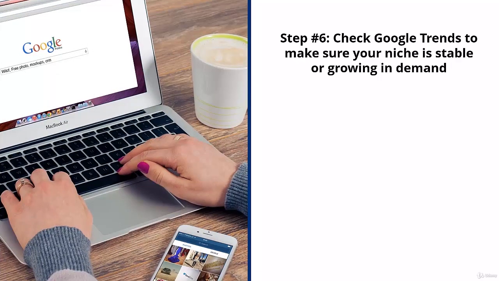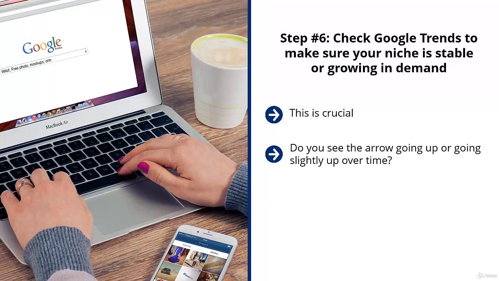Step number 6, check Google Trends to make sure your niche is stable or growing in demand. This is crucial. You don't want to build your online empire on a niche that is on its way out. Use Google Trends and enter your search terms for your niches. Do you see the arrow going up or going slightly up over time?